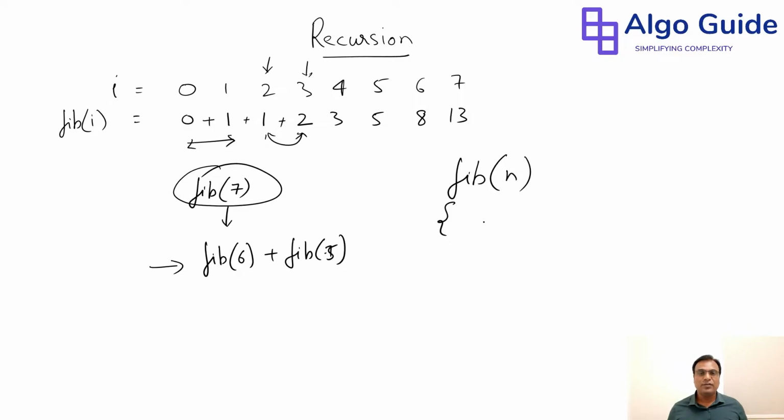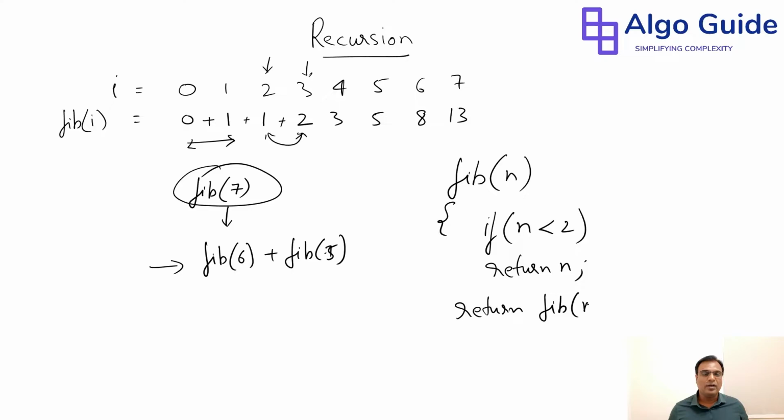So we'll check for the base condition here. The base condition is if the value of n is less than 2, that is, n is 0 or 1. That forms a base condition. We return the value of n, that is, we'll return either 0 or 1. Otherwise, we'll return the value of the Fibonacci function, again recursively called with n minus 1, plus the Fibonacci function again called with n minus 2.